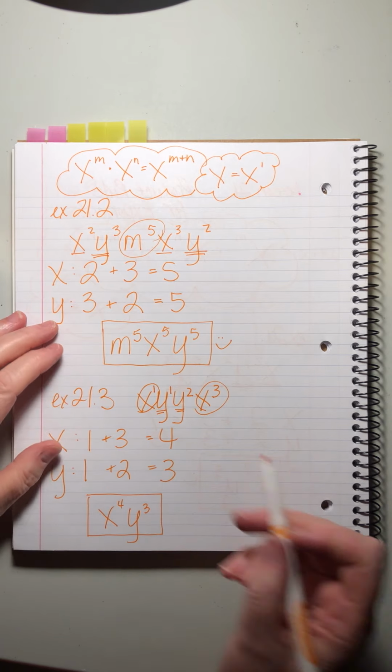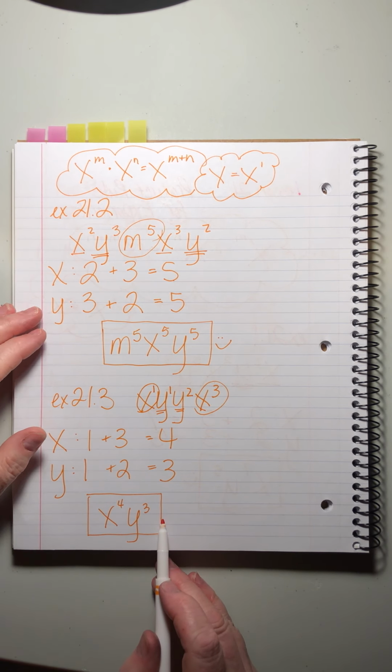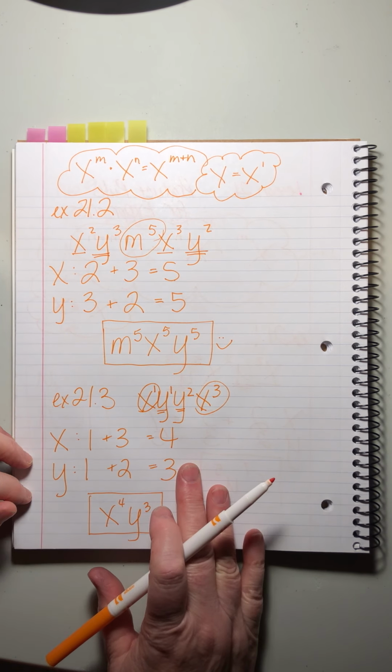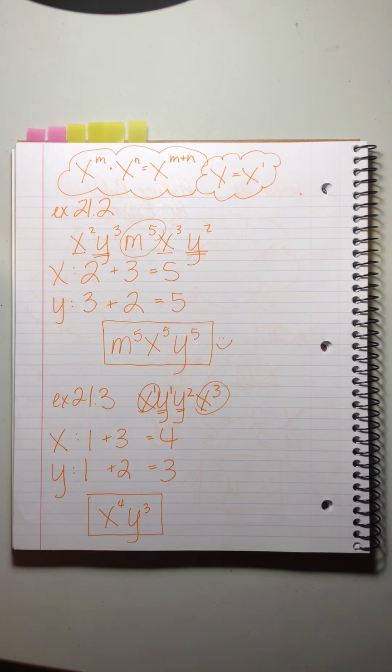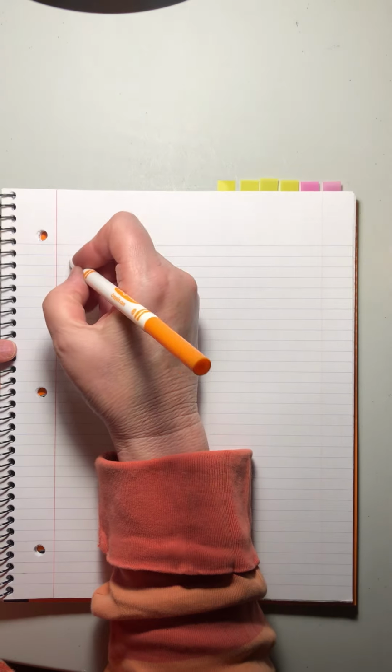If you feel like it's easy enough to add these numbers in your head and just jump right to this, that's fine. But I'll tell you what, it's going to get crazier. So I want you to know how to do this if you ever need to do that. Okay, here comes another one. This is 21.4.